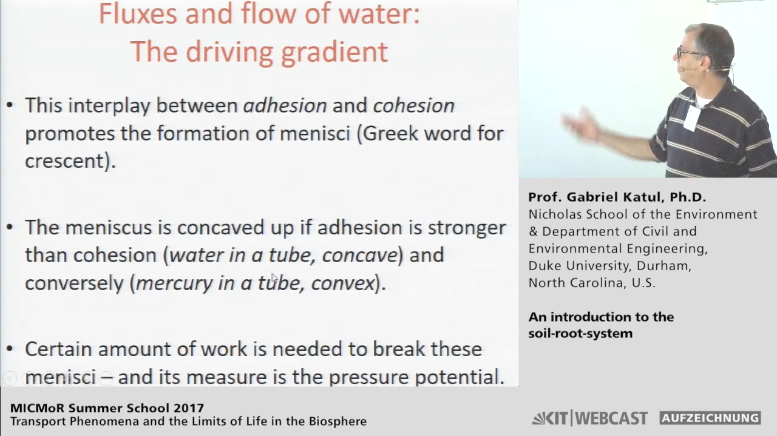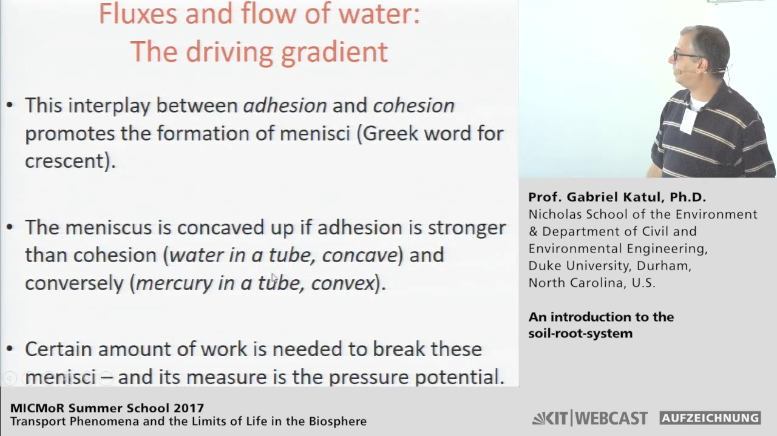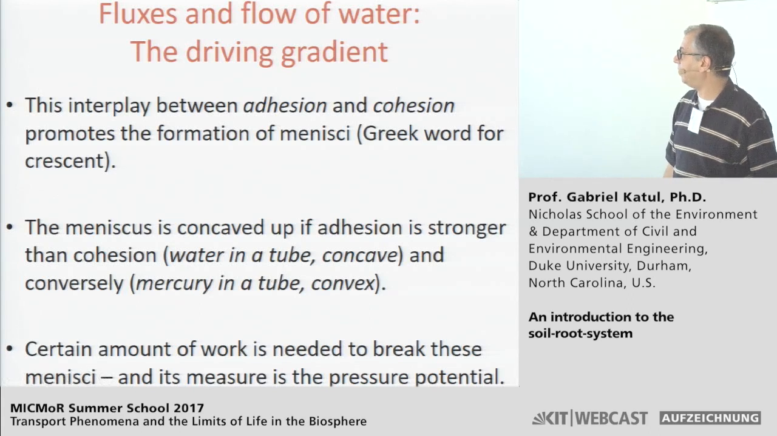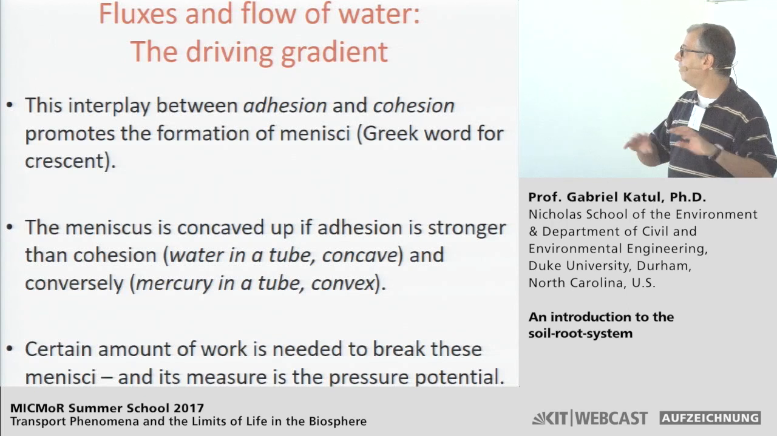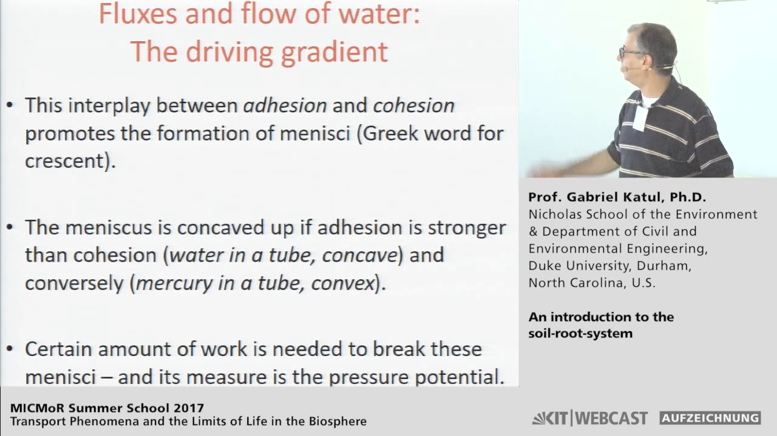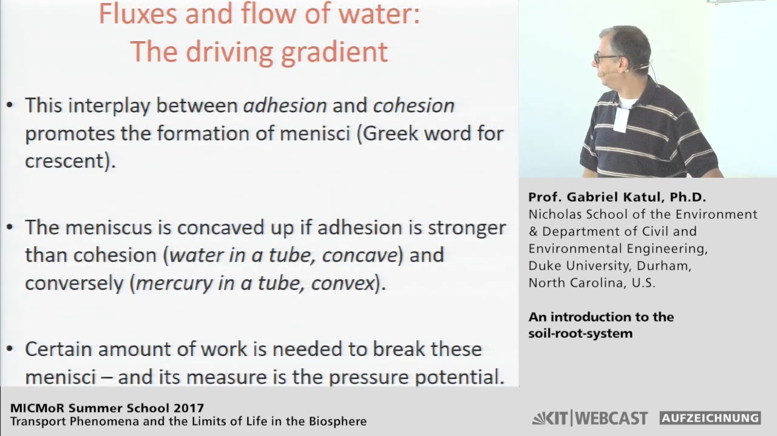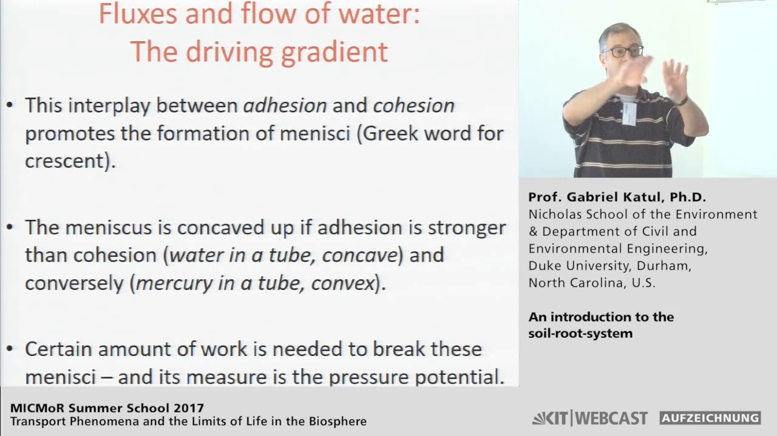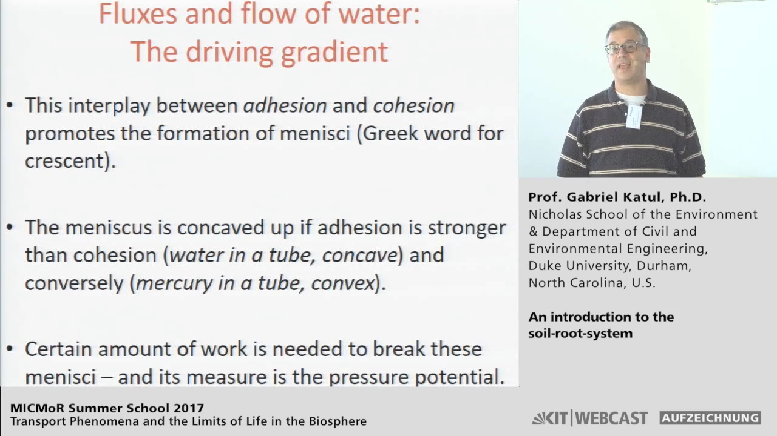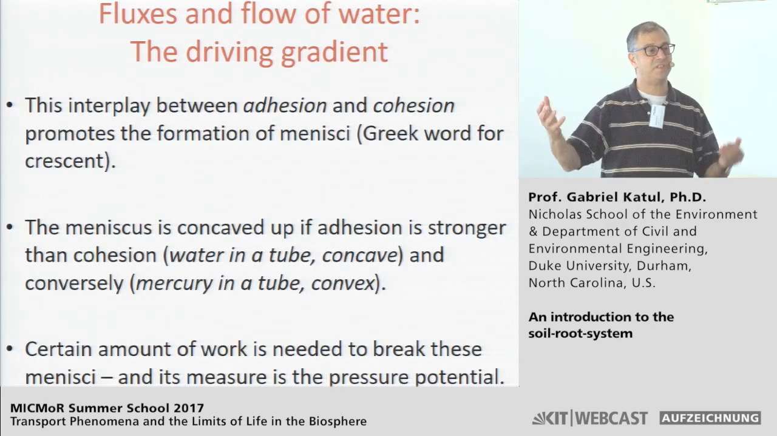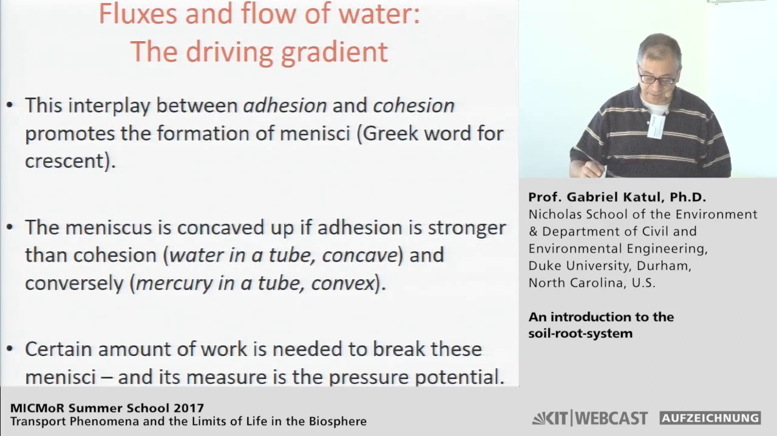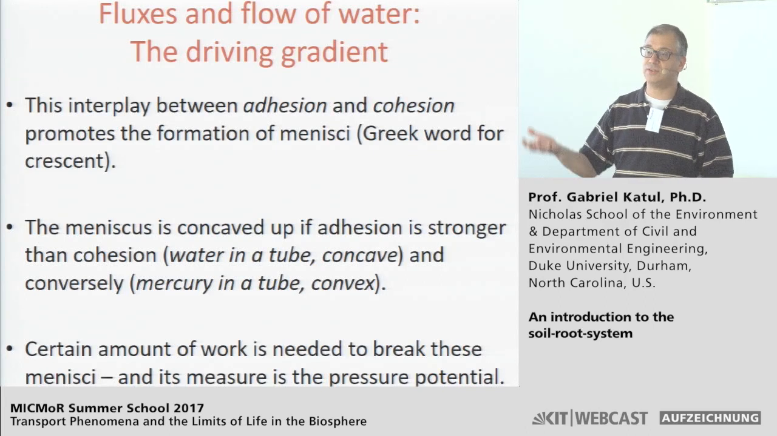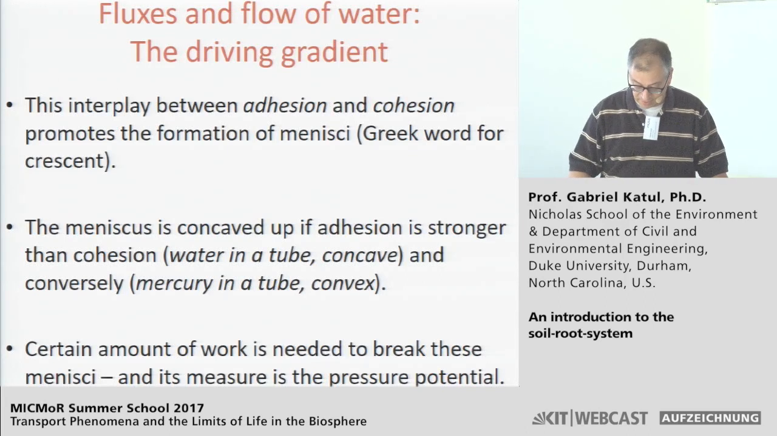so basically, the pressure gradient that we are going to discuss is the interplay between adhesion and cohesion. And that interplay promotes the formation of a meniscus. The menisci is the Greek word for crescent. And more often than not, the concavity of that meniscus, whether it is concave up or down, simply reflects which is stronger, adhesion or cohesion. And I should also say, as Wilfried has mentioned, it takes a certain amount of work to break this meniscus and allow water molecules to escape.